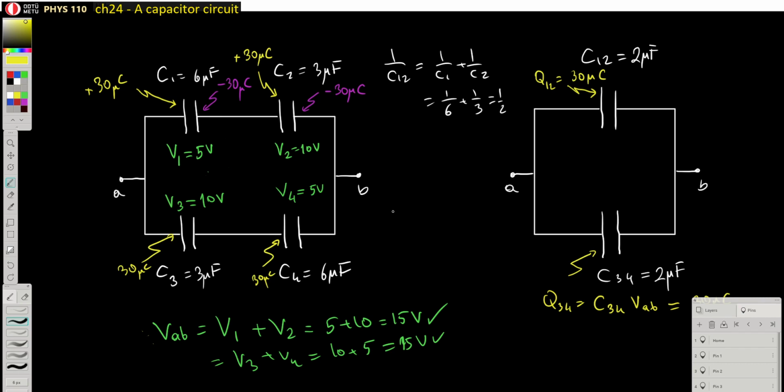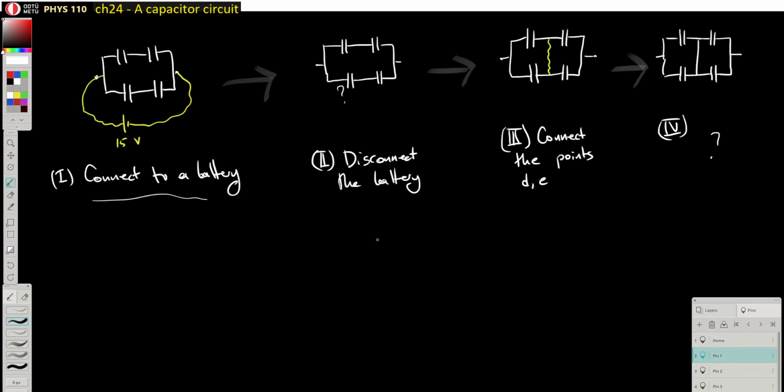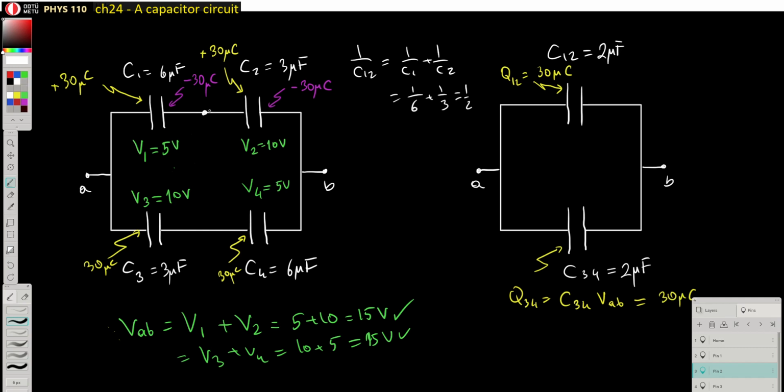Okay, so let me then ask this question at this point. So this is the point, I forgot the name of the point. It was the point D. All right, sorry, point D, and this was the point E. So what's the potential difference therefore between D and E?